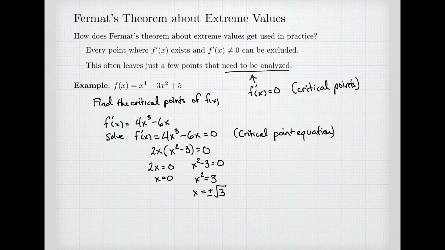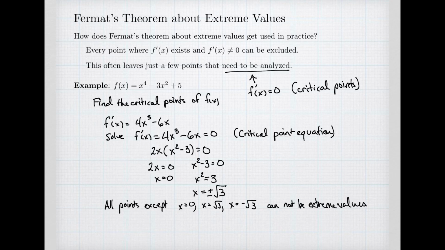So all points except these three cannot be extreme values. So the three possible critical values are 0, square root of 3, and negative square root of 3. So those are the only 3 points that might be extreme values. All the rest cannot be extremes. And that's one of the ways that we would use Fermat's theorem. It restricts the number of points we need to look at in order to find extreme values.